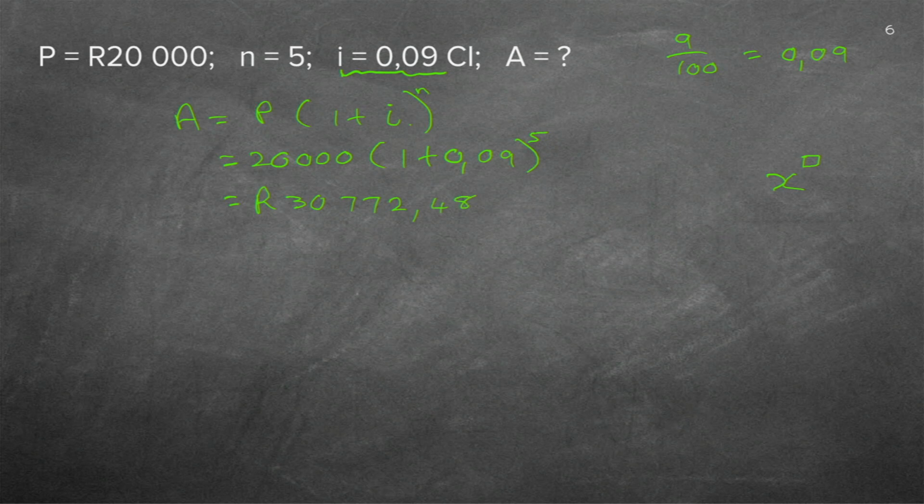Now there are lots of decimals. It's not 48, it's 47 479. I need to always round off to the second decimal because Rand and cent has got 2 decimals.